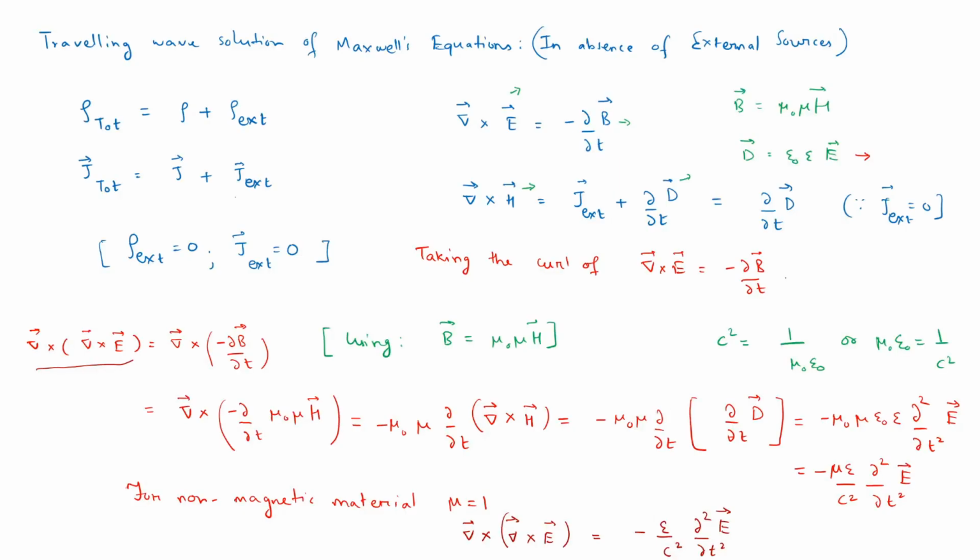So this part is clear, I hope. So what we have here is curl of E is equal to minus epsilon over c square, double time derivative of the electric field E.